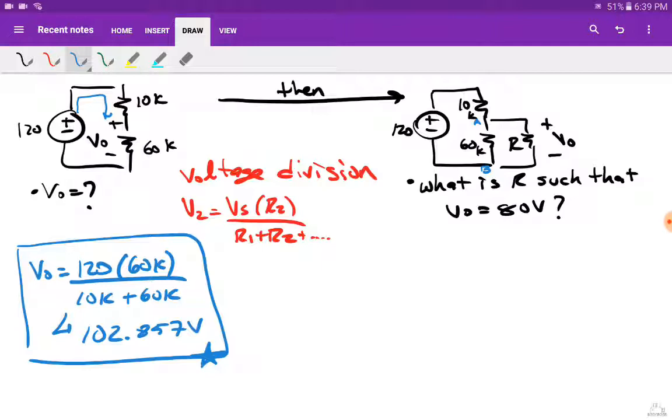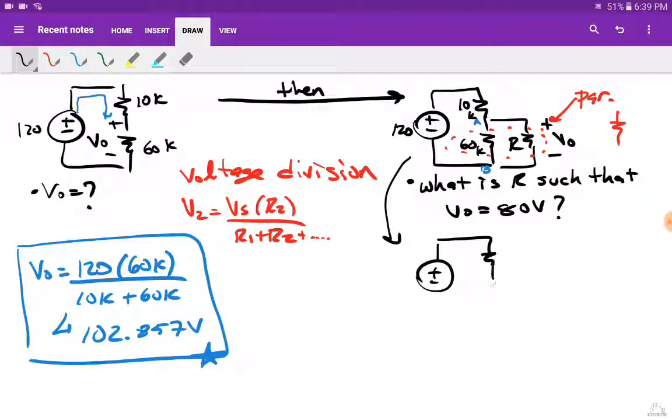A lot of people are saying, how? This is no longer a series anymore. That's true. But if you think about it, these two resistors right here are in parallel, and they can be combined into one resistor between A and B, and then you will have a voltage divider. In other words, this right here can be seen as this.